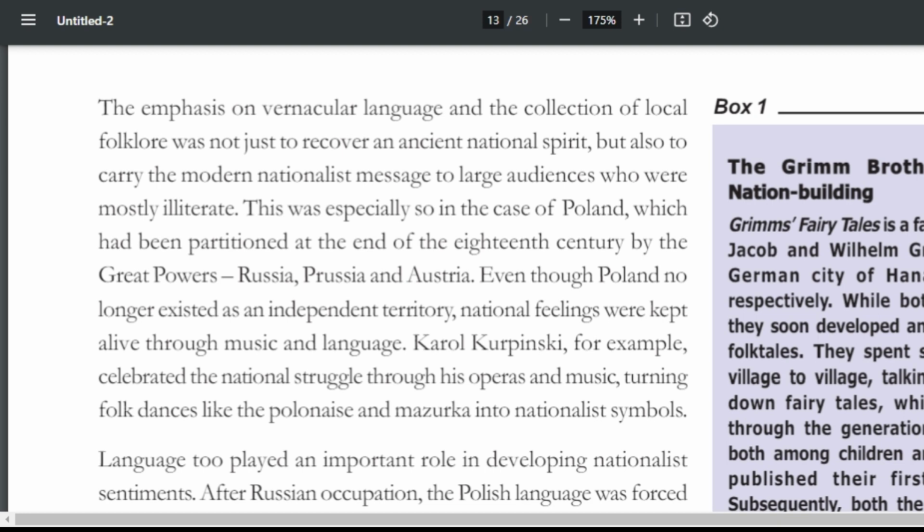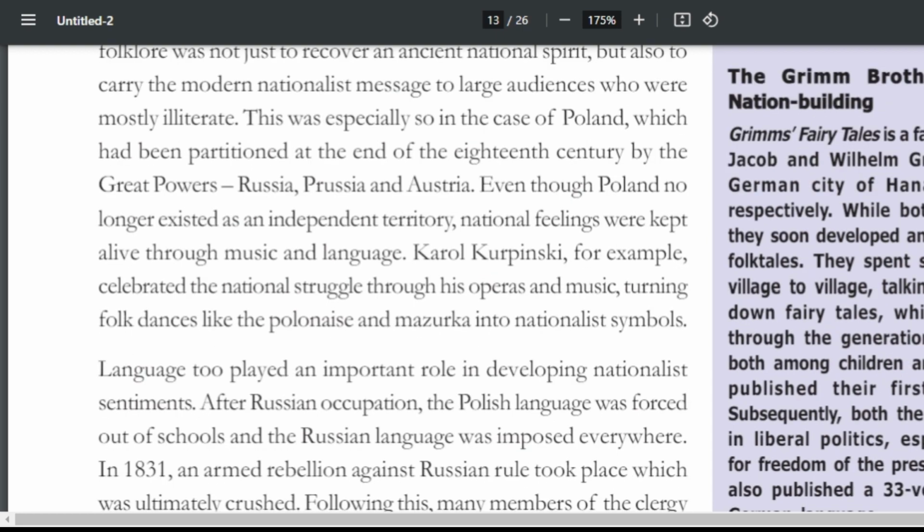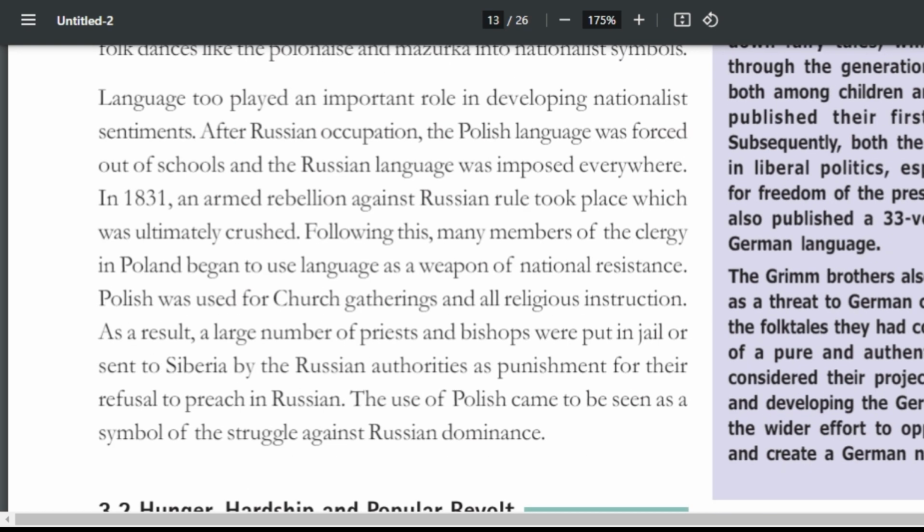This was especially so in the case of Poland, which had been partitioned at the end of the 18th century by the great powers Russia, Prussia, and Austria. Even though Poland no longer existed as an independent territory, national feelings were kept alive through music and language. Karol Kurpinski, for example, celebrated the national struggle through his operas and music, turning folk dances like the Polonaise and Mazurka into nationalist symbols.